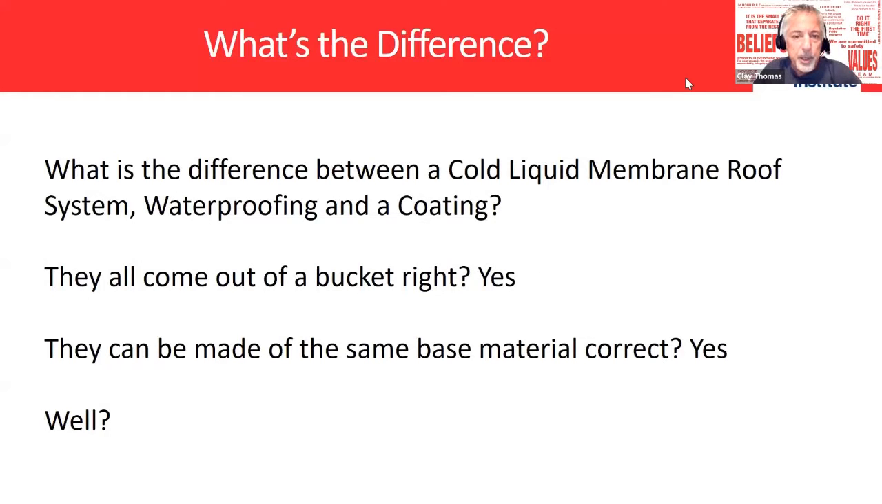So what's the difference between a cold liquid membrane system, a roof coating, and waterproofing? Because they all come out of a bucket, and a lot of times they have the same base materials in them, acrylics, urethanes.